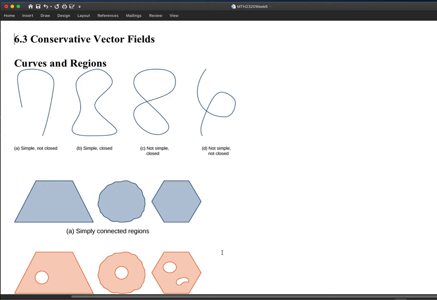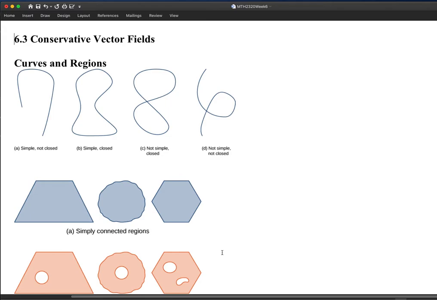To calculus 3. This time we are moving to section 6.3, conservative vector fields. And indeed, we are going to discuss one of the most important theorems in mathematics. That's the fundamental theorem of line integrals. So before we start, let's review a little bit about the curves and the regions.